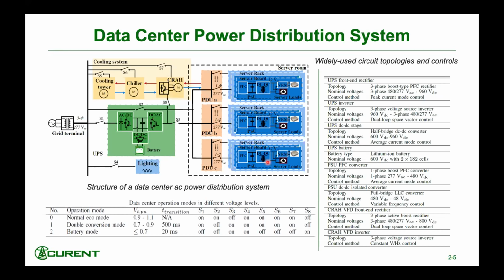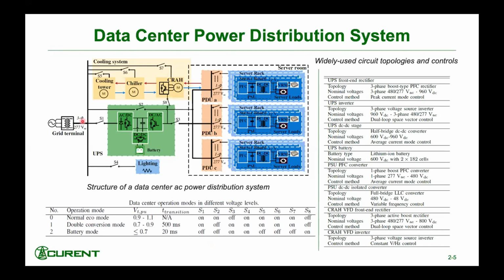So to ensure the normal power for the IT load and achieve a high power usage efficiency, data centers often adopt reconfigurable structure and multiple operation modes. Here, the operation principle is identified in response to different voltage levels. The first one is the normal eco mode.